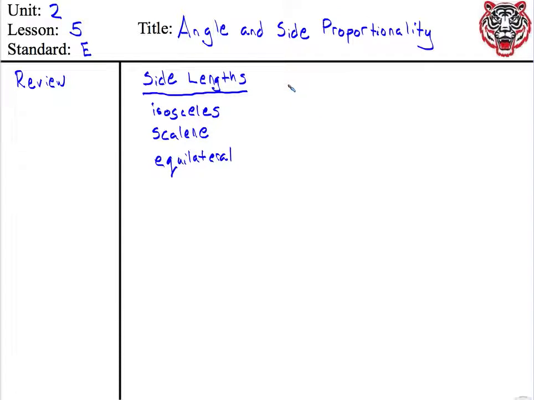All right, what if I give you angles? What names of triangles do we know if I only give you angles? Right. Acute, obtuse. Okay, only one.